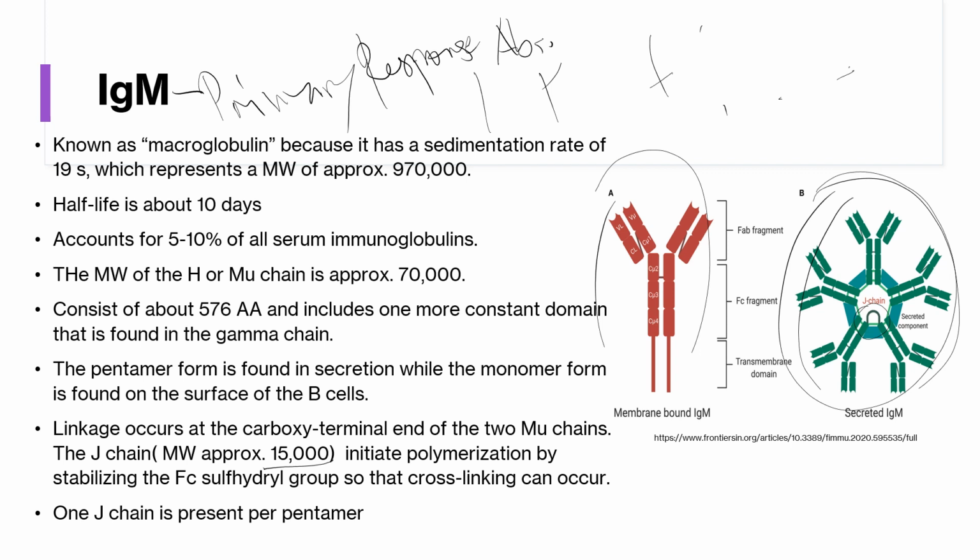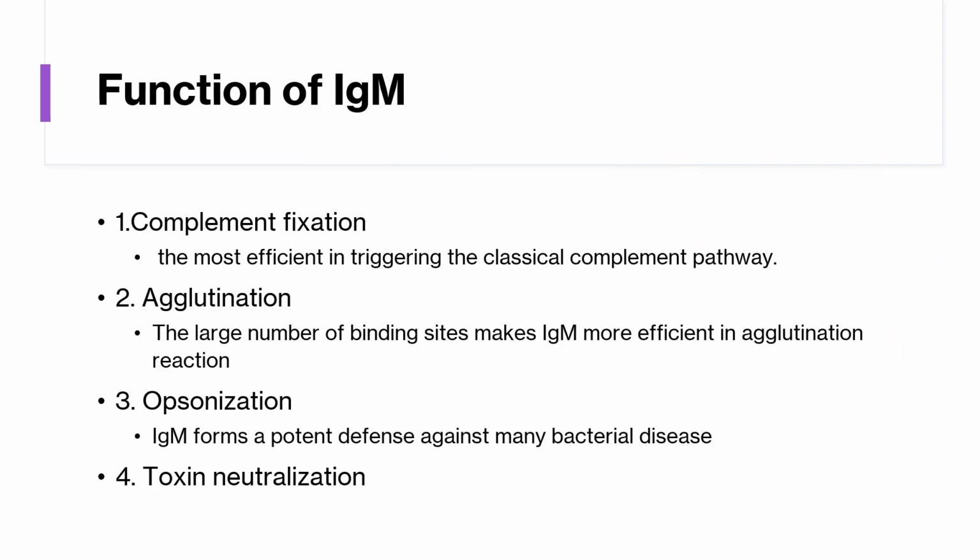Now with regard to the functions of the IgM, number one, of course, is complement fixation, which is the most efficient in triggering the classical complement pathway. Second, agglutination. The larger number of binding sites makes IgM more efficient in agglutination reactions. Then we also have opsonization, in which IgM forms a potent defense against many bacterial diseases. And lastly, toxin neutralization. So those are the functions of IgM.